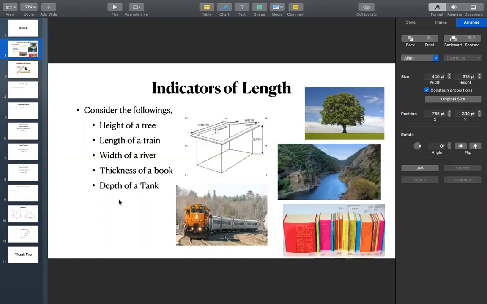Height of a tree, length of a, no need to draw the figures, you just write them. Height of a tree, length of a train, width of a river, thickness of a book, depth of a tank, likewise.